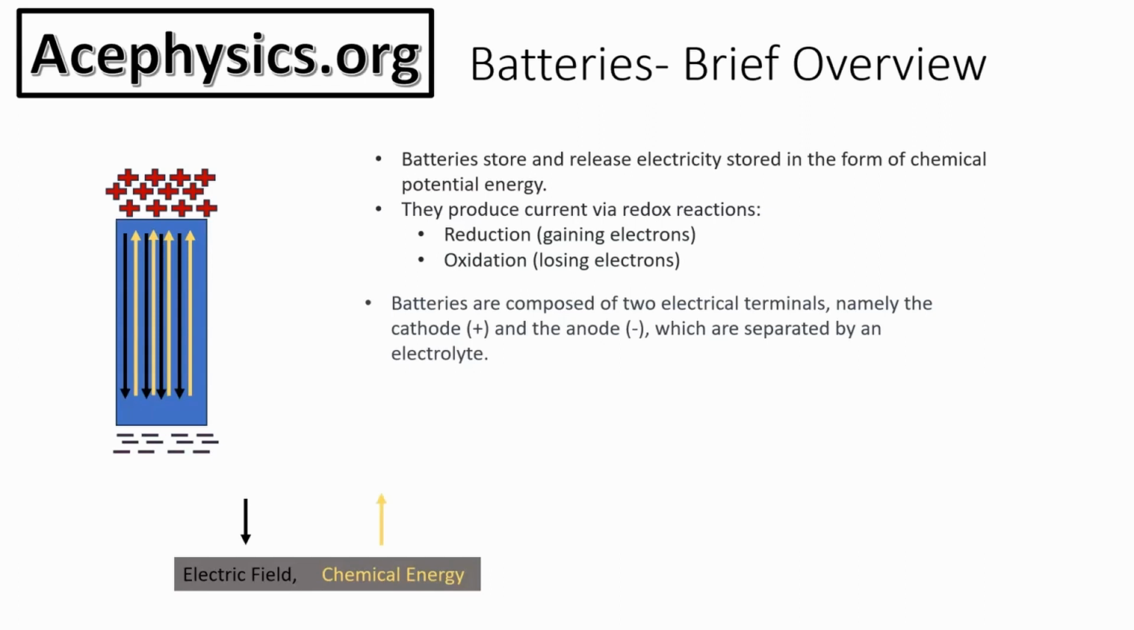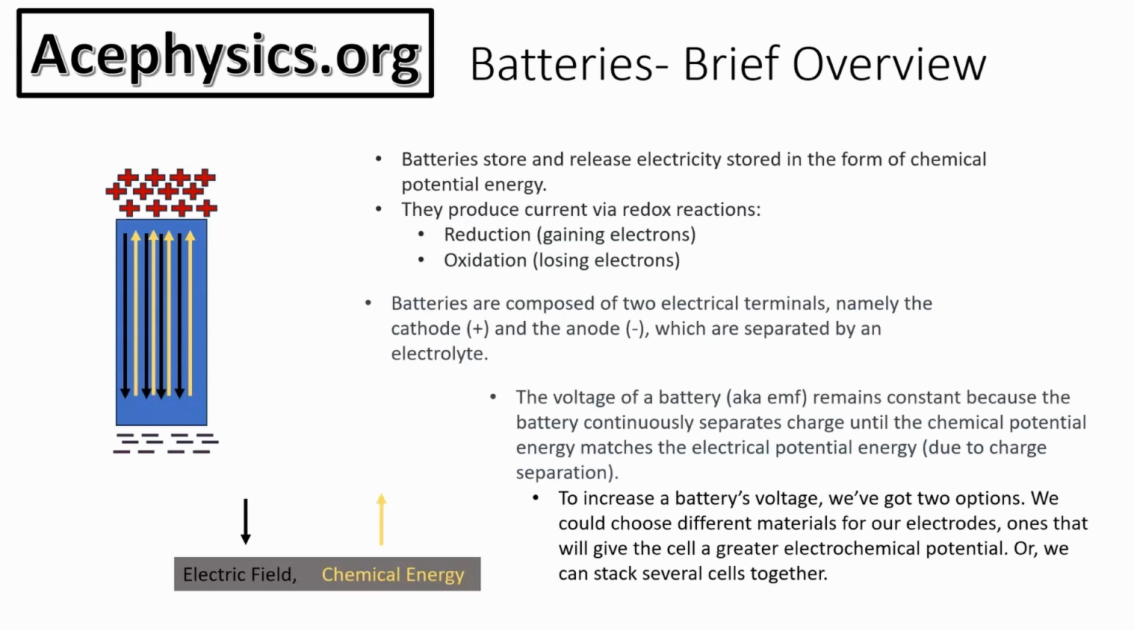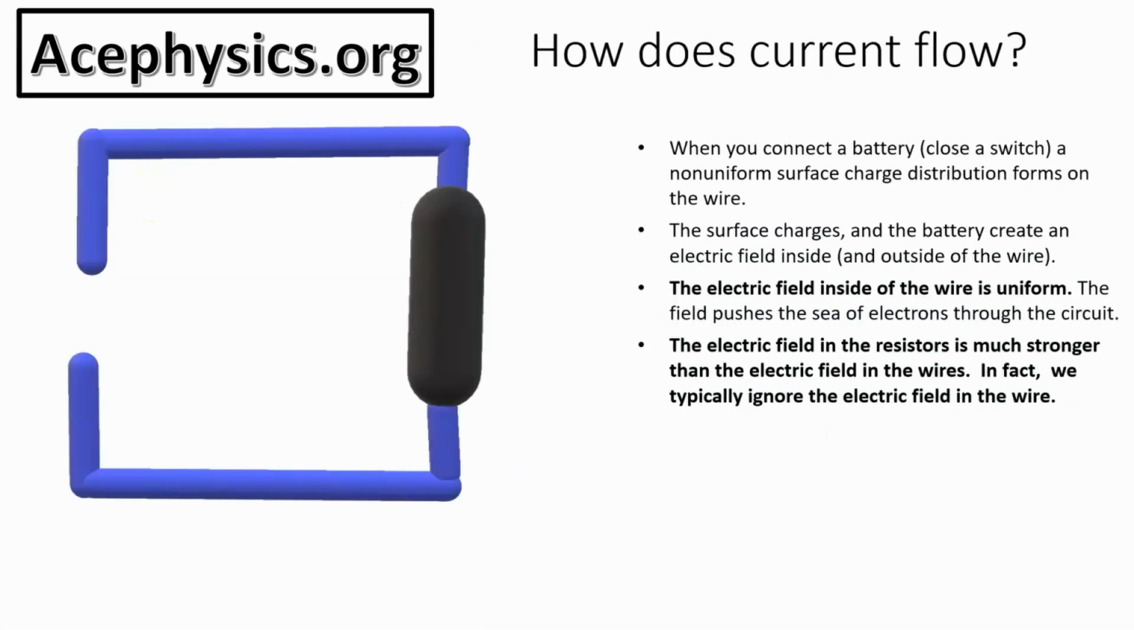Batteries are composed of two electrical terminals, namely the cathode, the positive terminal, and the anode, the negative terminal, which are separated by an electrolyte. The voltage of a battery, aka EMF, remains constant because the battery continuously separates charge until the chemical potential energy matches the electrical potential energy due to charge separation. To increase the battery's voltage, we have two options. We could choose different materials for our electrodes, ones that will give the cell greater electrochemical potential, or we can stack several cells together.